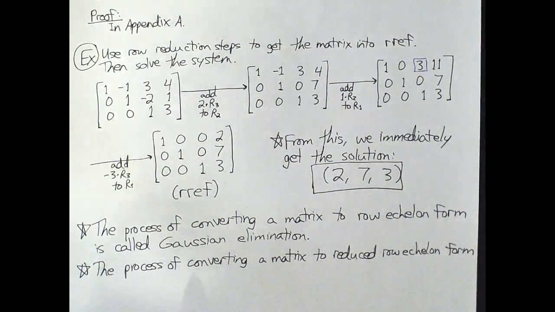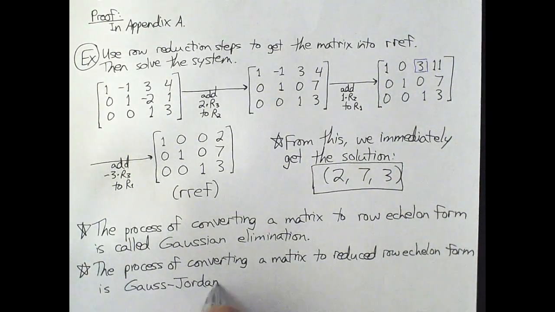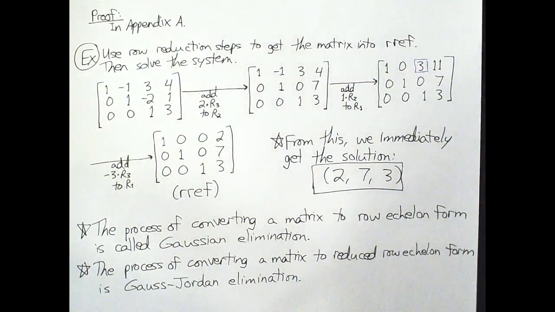It's kind of like you do Gaussian elimination and then a little bit extra. And it is called Gauss-Jordan elimination. It's the steps that we did above. The strategy or the process of doing it altogether is called Gauss-Jordan elimination.